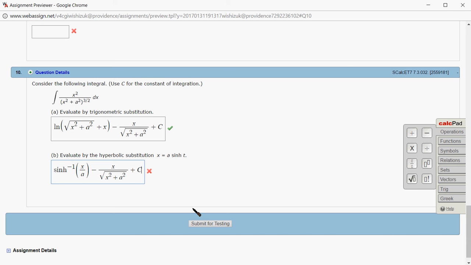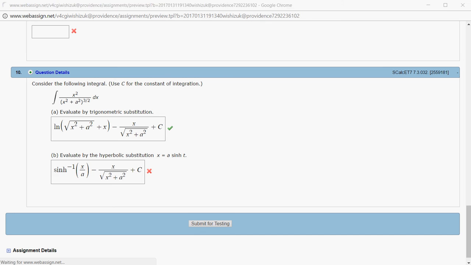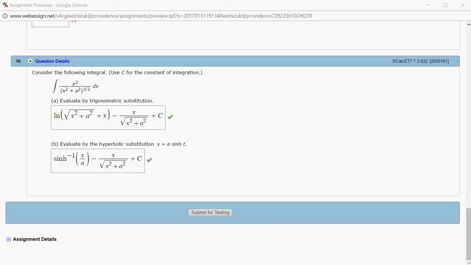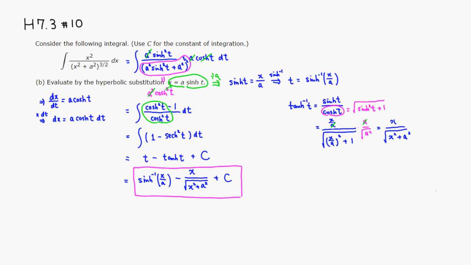So let's submit for testing. All right, it came back and looks like we got part B correctly. All right, that's it. I hope that this was clear.